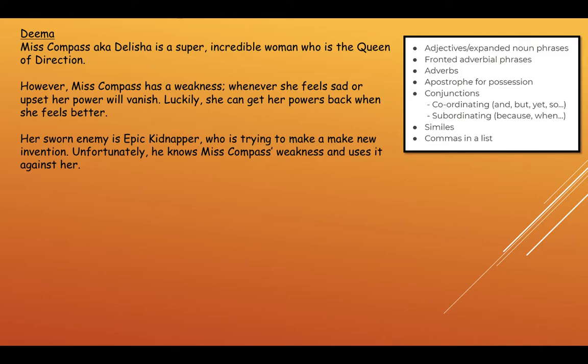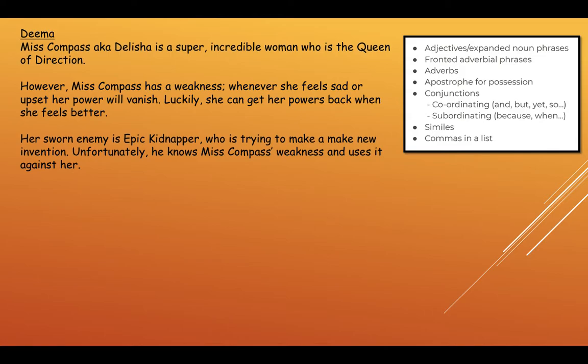Can you see any of the features listed on the right hand side? Adjectives, expanded noun phrases, fronted adverbial phrases, adverbs, apostrophe for possession, conjunctions, similes and commas in the list. Can you see if Dima has used any of those features in her own writing? So Miss Compass, aka Delisha, is a super incredible woman. She's the queen of direction. However, Miss Compass has a weakness. Whenever she feels sad or upset, her power will vanish. Luckily, she can get her powers back when she feels better.